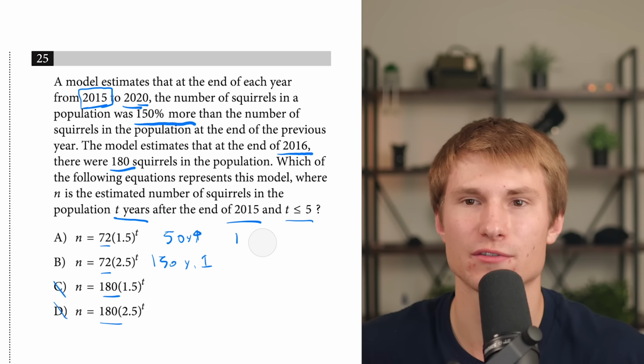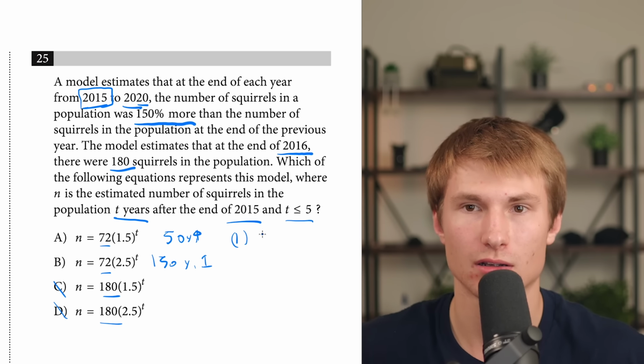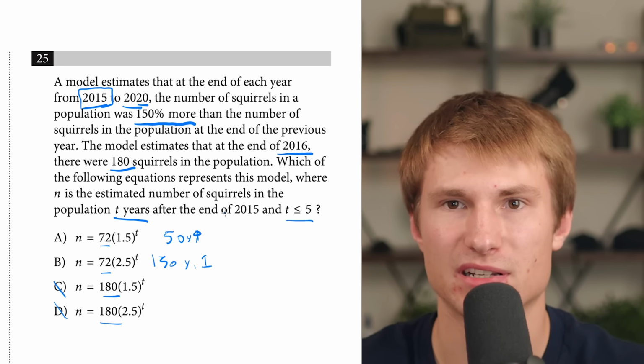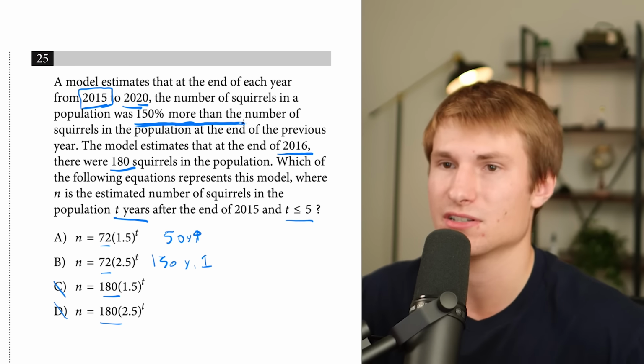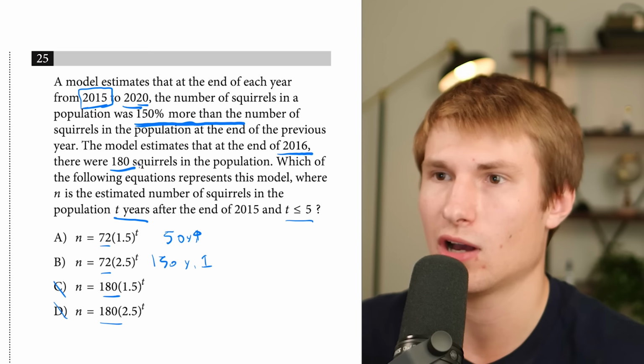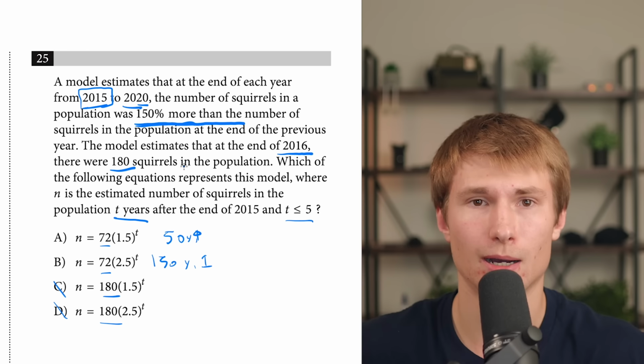Because 1 is if there's a 0% increase over a year, right? So keep that in mind. Always pay attention to if it's something like 150% more than the number of the previous year, things like that. But overall, I think the big thing for this question is making sure you're paying close attention to dates.